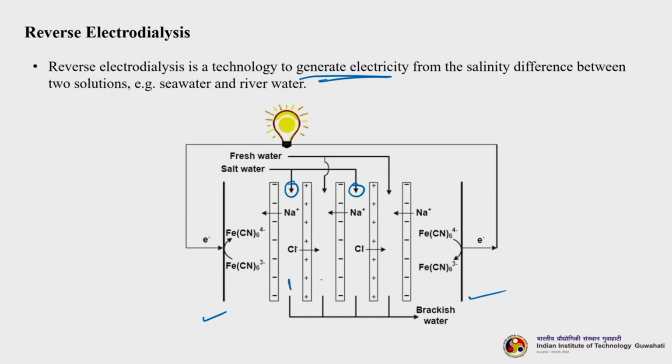If you take this as chamber 1, chamber 2, chamber 3, chamber 4. In chambers 1 and 3 you are feeding your salt water. That means the feed is being transferred to the stacks in such a way that it goes between one cation exchange membrane and one anion exchange membrane, and on the interspaces between two stacks.